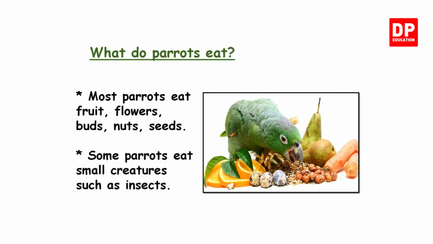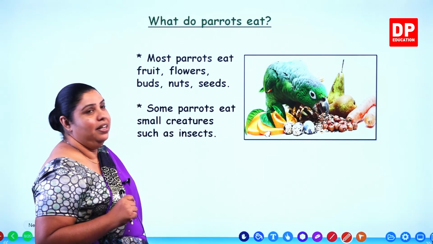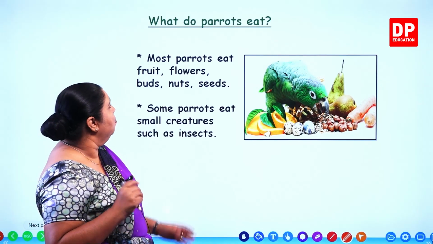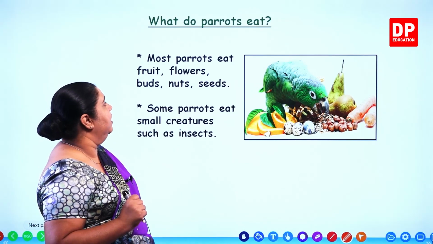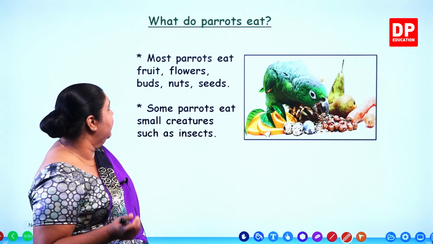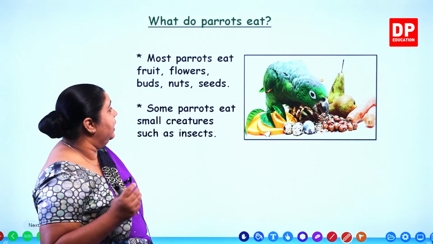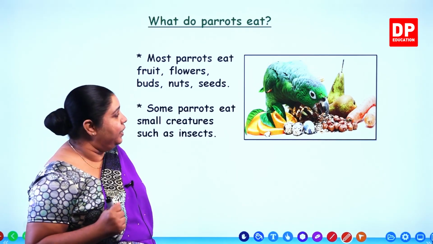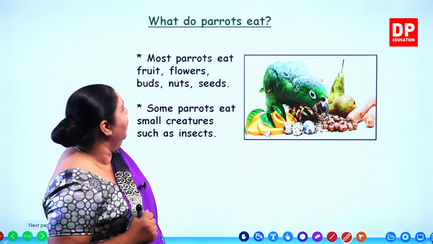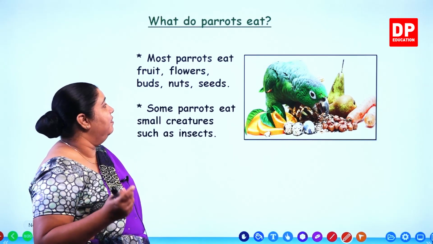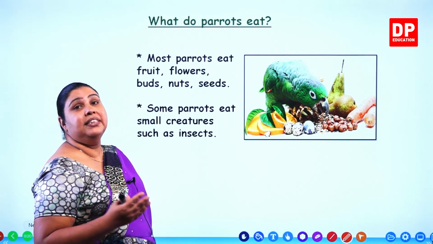Next we have our parrot. Now can you remember our tea table? We had the bear and then we had the parrot. So the parrot is over here. What do they eat? Most parrots eat fruit, flowers, buds, nuts and seeds. Now can you see our parrot over here? Our parrot eats flowers, buds, nuts and seeds.